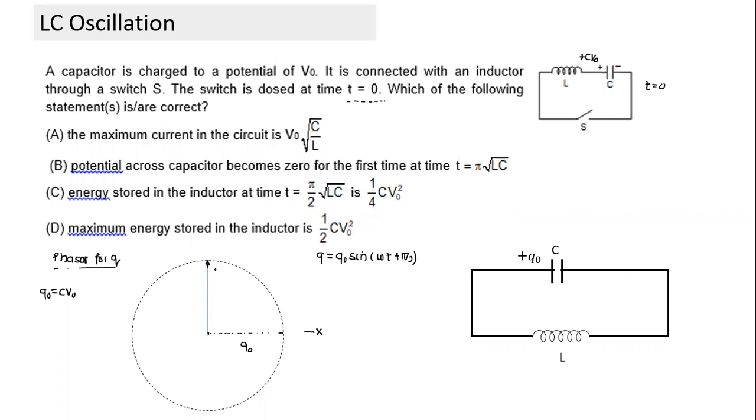This is how the charge is, and it is moving with omega, or in terms of t also I can understand. Okay, what is T here? What will be the time period? T is equal to 2 pi by omega. And what is omega in case of LC oscillation? 1 by root LC.